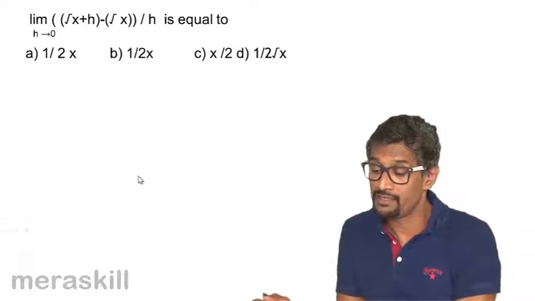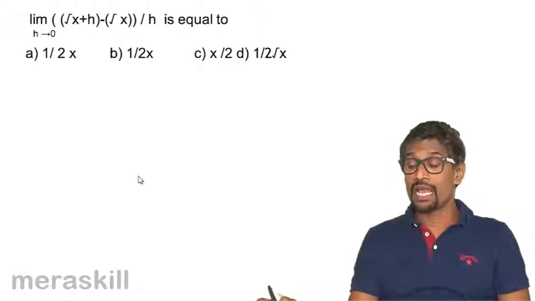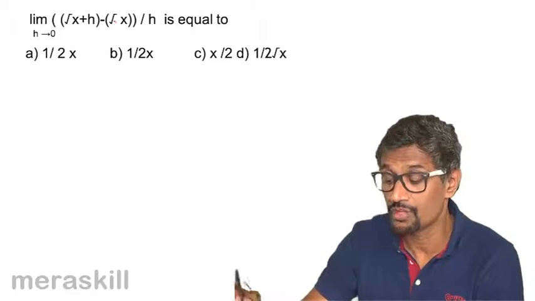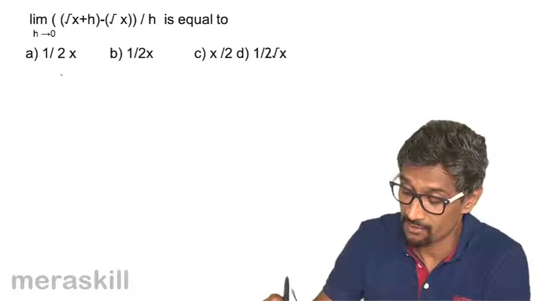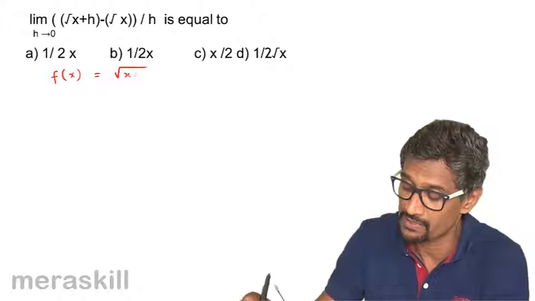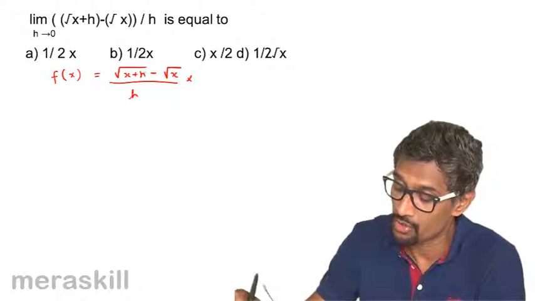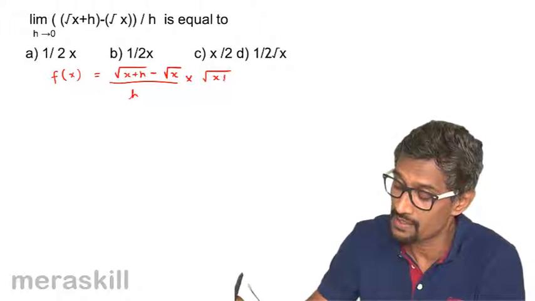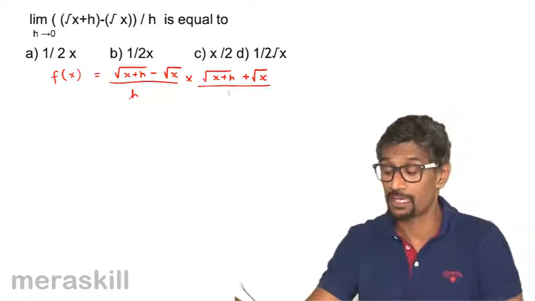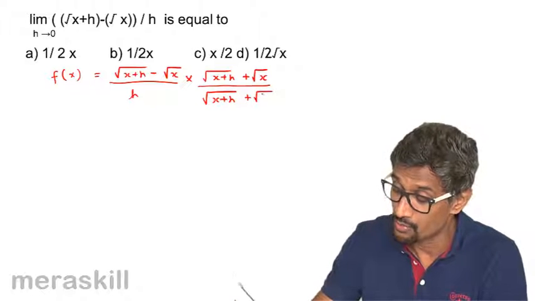Okay. Then limit again of root of x plus h minus root x upon h as h approaches 0. So this again is an indeterminate quantity, so we need to rationalize the numerator in this case. So f of x turns out to be root x plus h minus root x upon h. So you need to multiply by the conjugate of this, which is root x plus h plus root x. But since you have multiplied the numerator, you need to multiply the denominator too. It will be root x plus h plus root x.